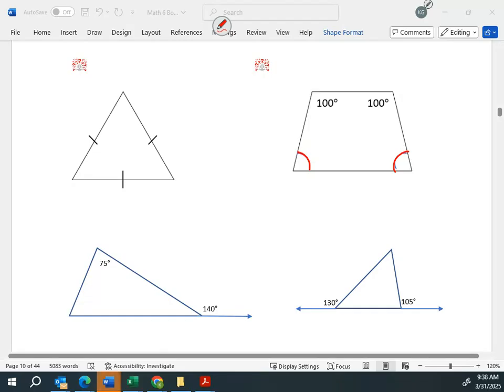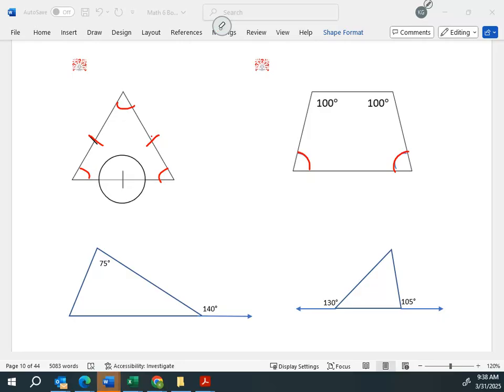We know these marks mean they are congruent, so 3 congruent means all 3 angles are congruent. If it was just an isosceles triangle, it's just the bottom 2 angles that are congruent. So check to see what we know is being congruent.